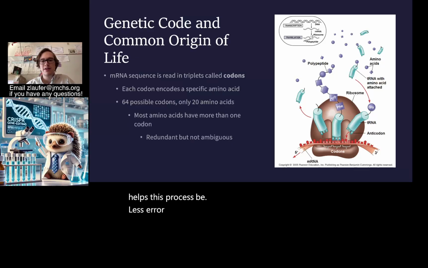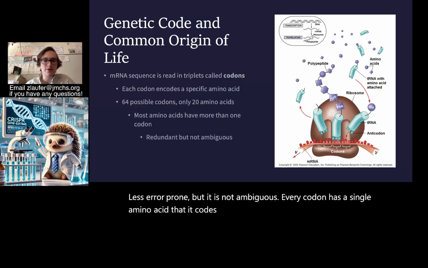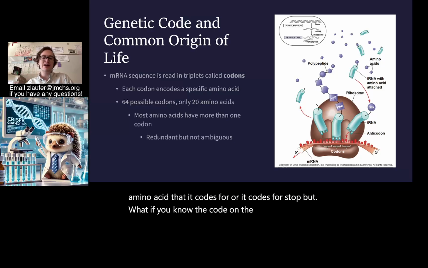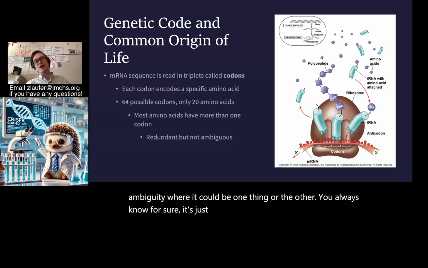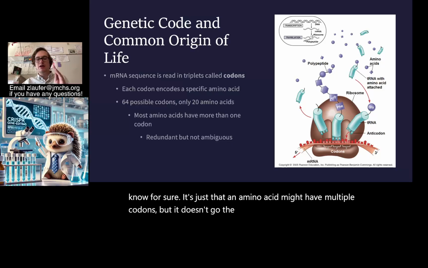But it is not ambiguous. Every codon has a single amino acid that it codes for, or it codes for stop. If you know the codon, you know the amino acid. There's never any ambiguity where it could be one thing or the other. You always know for sure. It's just that an amino acid might have multiple codons, but it doesn't go the other direction.